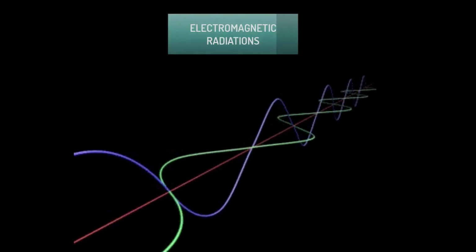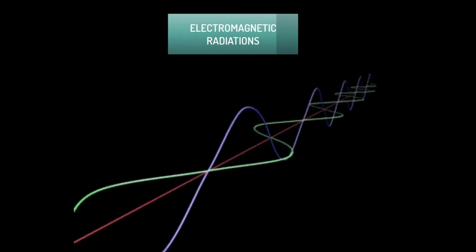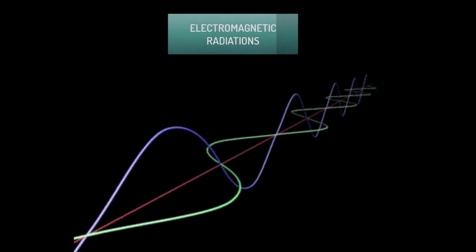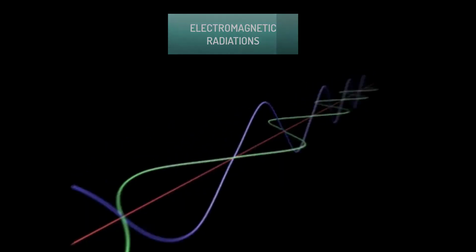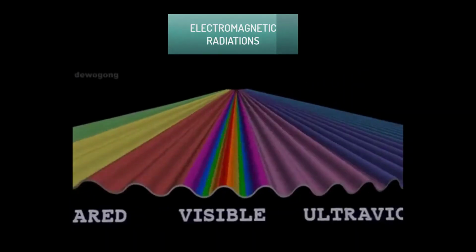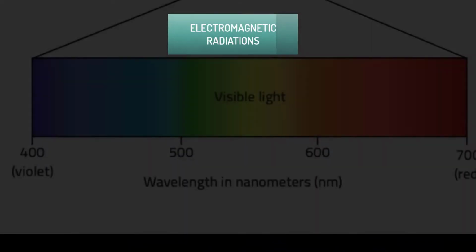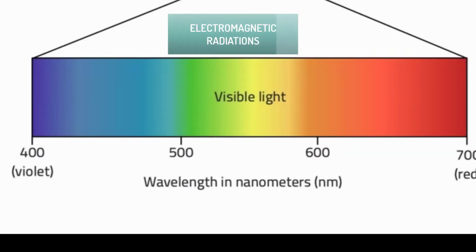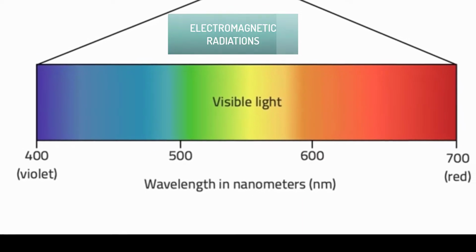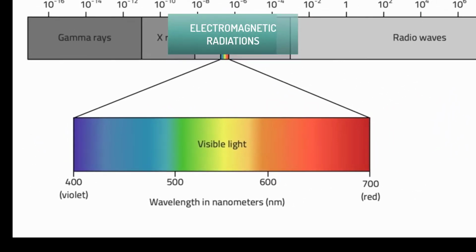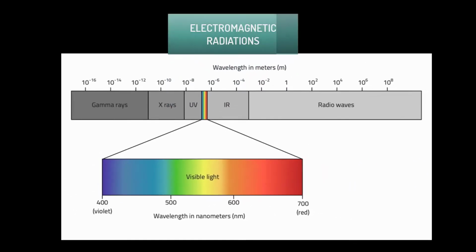Electromagnetic energy produced by the vibration of charged particles travels in the form of waves through the atmosphere and the vacuum of space. These waves are classified depending on their frequencies. Visible light sits in the middle of that range of long to short wave radiations. This small portion of energy is all that the human eye is able to detect.